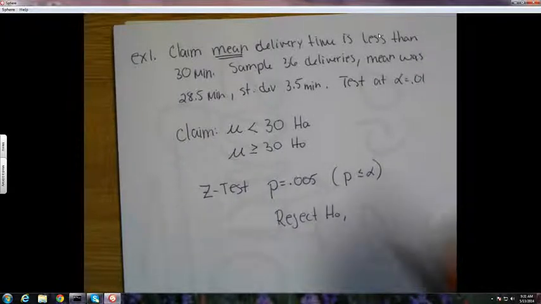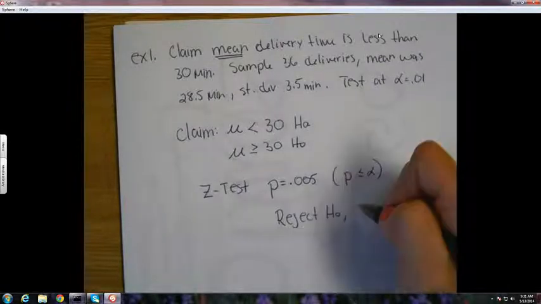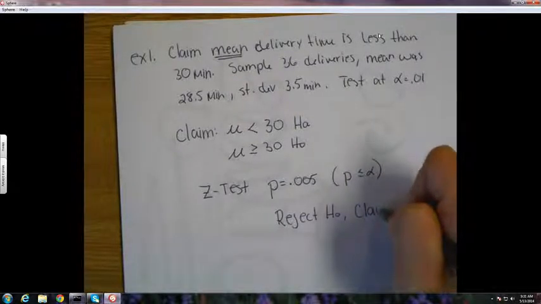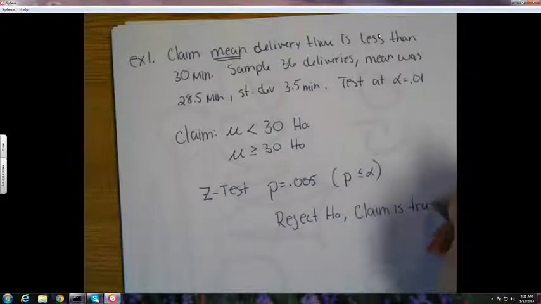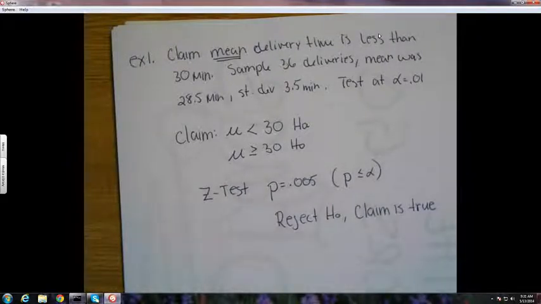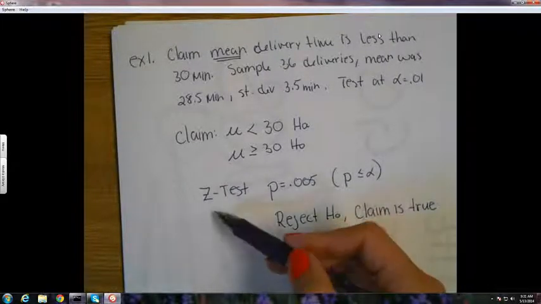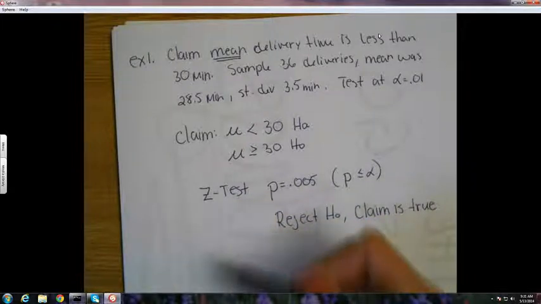And now you got to use the poster. What decision do we make? Claim is true. So on a test, the only extra thing you would be doing is telling me those 5 things that we typed into the calculator.